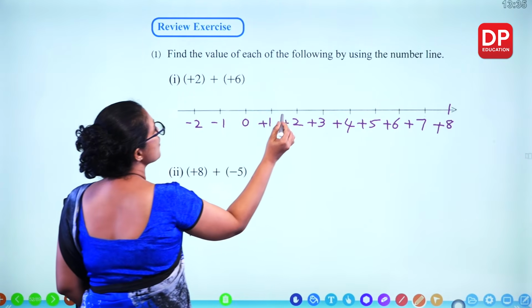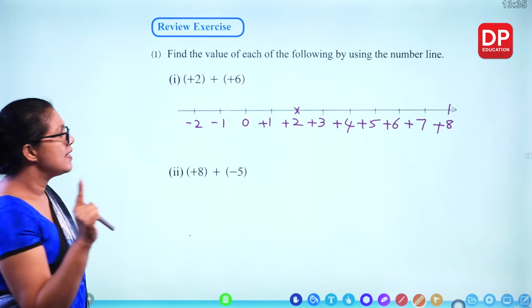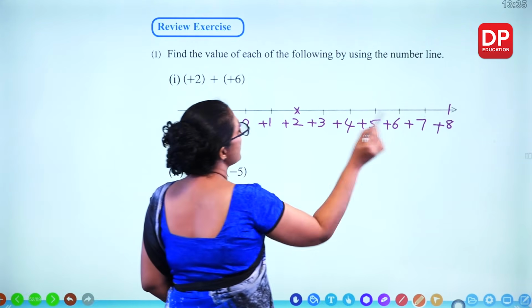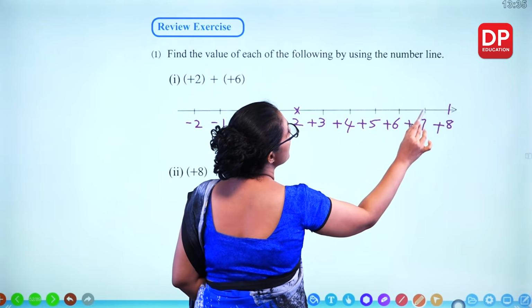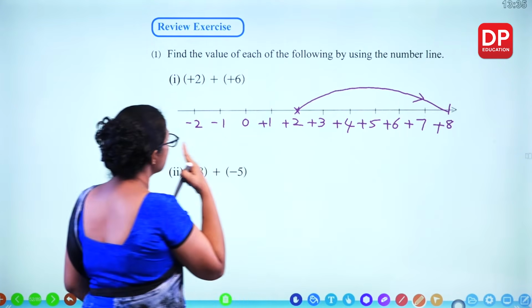Starting point is plus 2. And plus 6 means 6 places to the right. 1, 2, 3, 4, 5, 6. So what's the answer? Plus 8.